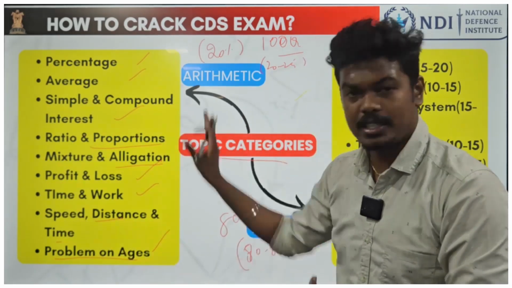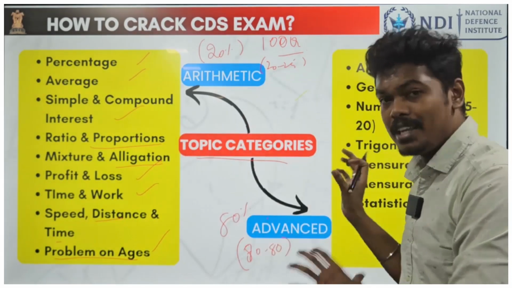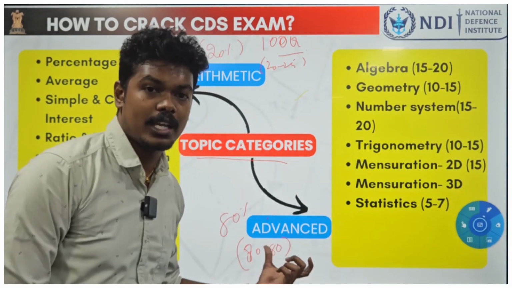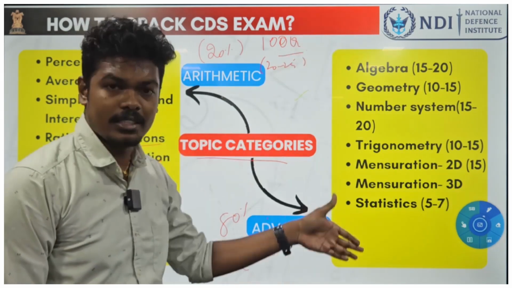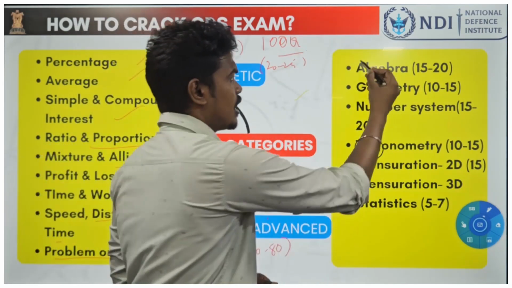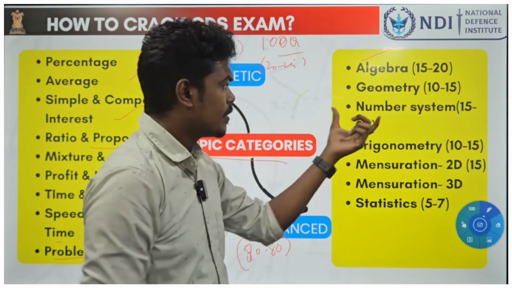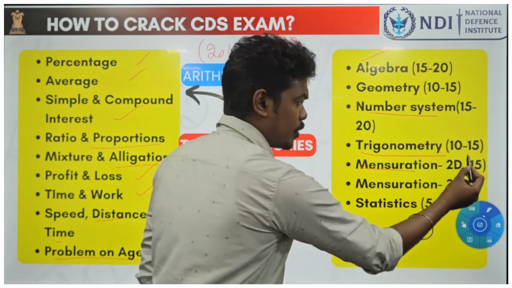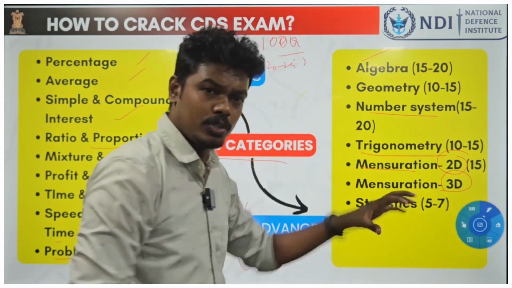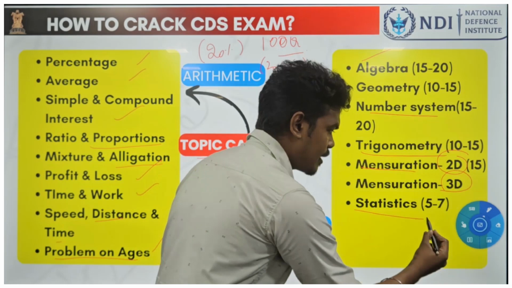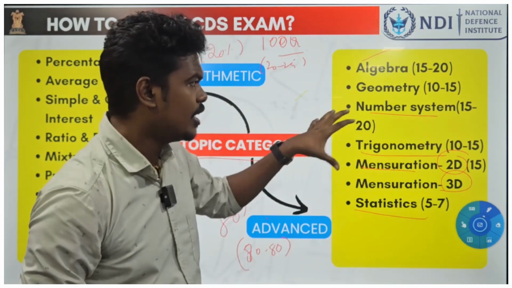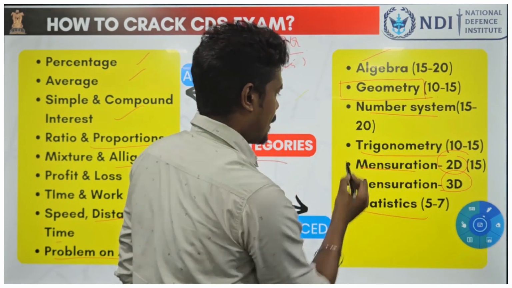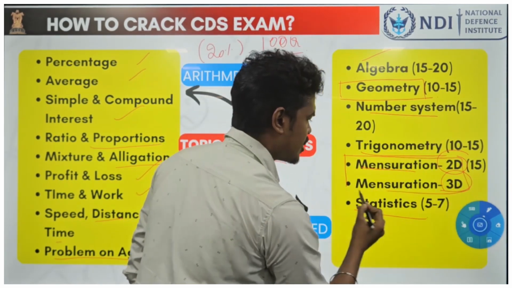For AFCAT, this is the basic syllabus, and the main part comes from advanced mathematics, where 80% of the questions will be asked. You take a look at it. These are the topics in advanced mathematics: first is algebra, then geometry, number system, trigonometry, mensuration 2D and mensuration 3D in both the shapes, and next is statistics. Again here, if you see geometry, mensuration 2D and mensuration 3D.